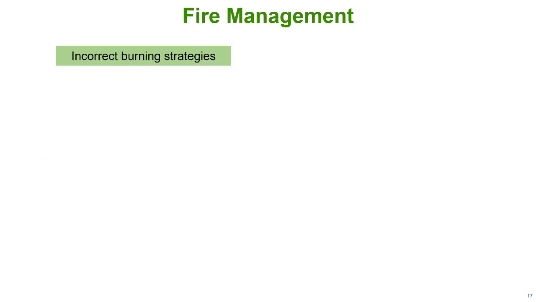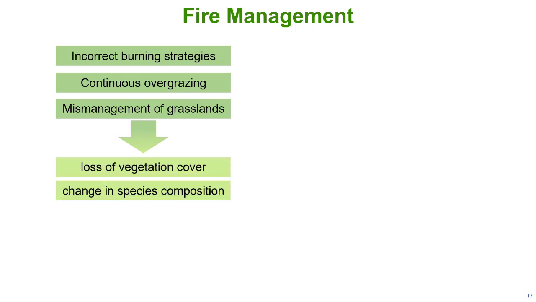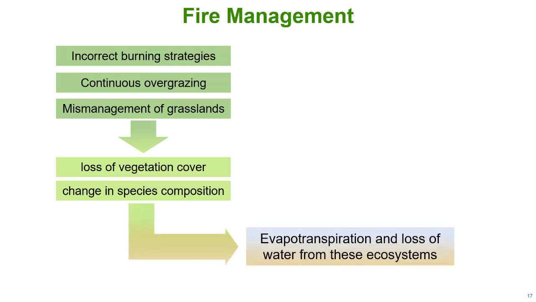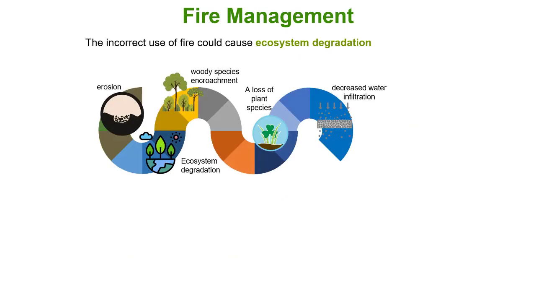Incorrect burning strategies, continuous overgrazing, and general mismanagement of grasslands result in a loss of vegetation cover and a change in species composition. The consequence of these actions is a larger evapotranspiration and therefore loss of water from these ecosystems. The incorrect use of fire could cause ecosystem degradation that results in a loss of plant species, erosion, decreased water infiltration, as well as woody species encroachment.